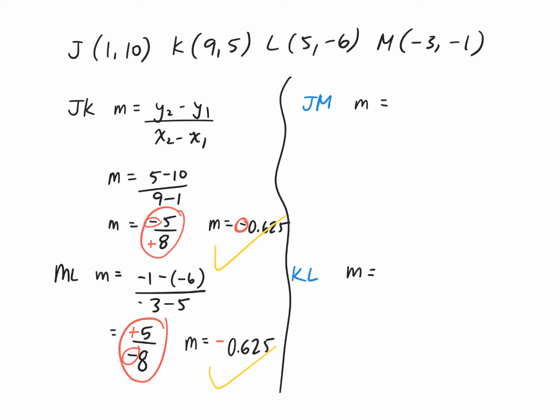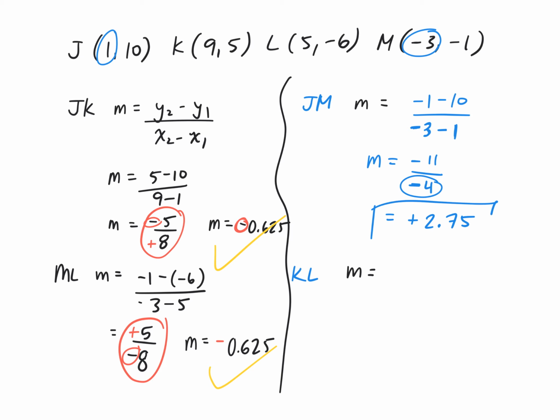We have to prove if the other two sides are parallel. Okay, so this one is negative 11 over negative 4. If I turn that into a decimal, it would be positive. No, it's negative 11 over negative 4 because negative 3 take away 1 is negative 4. So it would be positive 2.75. And we want to see if KL is equal to that, if it's the same slope. And it's the same thing. Negative 11 over negative 4 is positive 2.75.